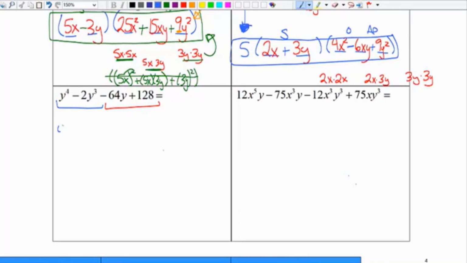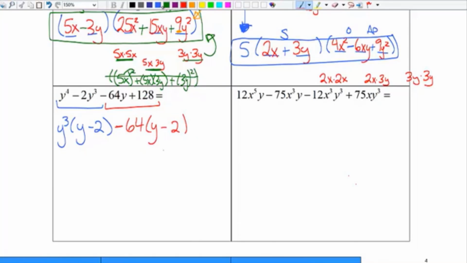On my first group I can factor out a y cubed, and that leaves me with y minus 2. In my red group I have a negative in front, so that's going to factor out a negative GCF of 64, which leaves me with positive y, because negative 64y divided by negative 64 is positive 1y, and positive 128 divided by negative 64 is negative 2.